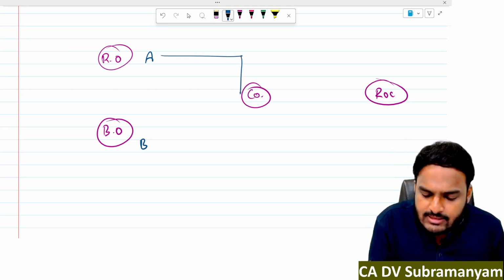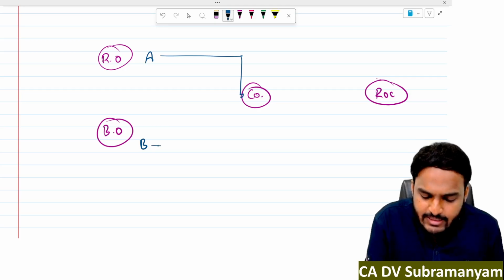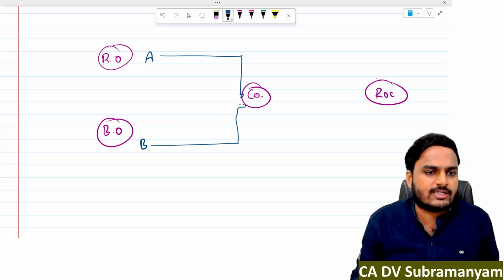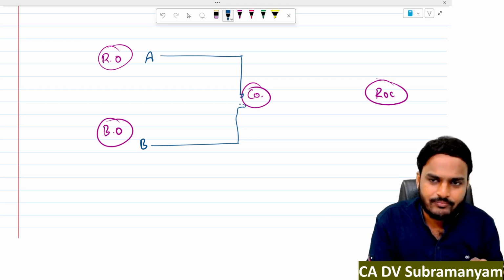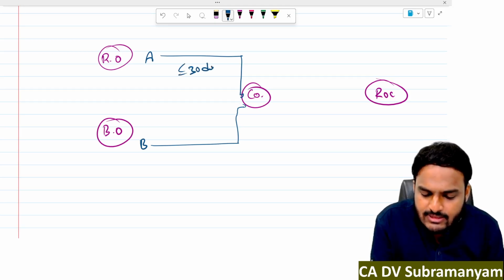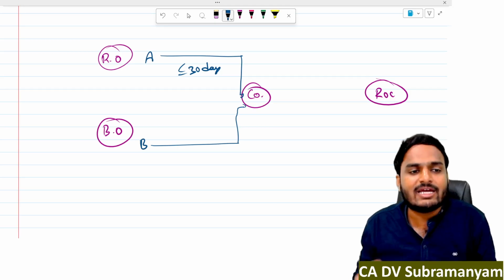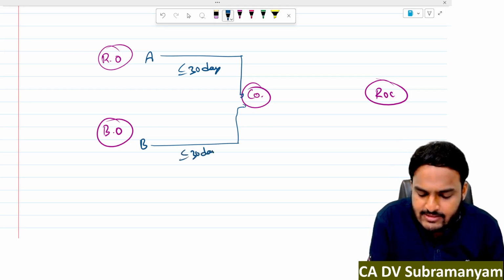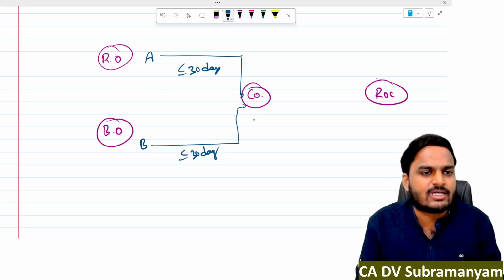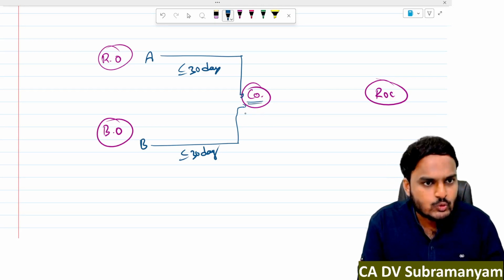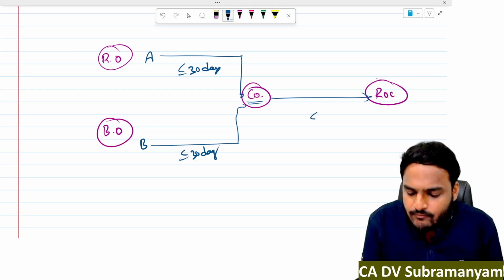Now, from A's point of view, when the shares got registered in his name, from that date onwards, within 30 days, and from B's point of view, when he got beneficial interest without legal interest, from that date onwards, within 30 days, each has to intimate the company, has to file a declaration with the company. Now the company, after receiving these 2 declarations, has to file a declaration with the ROC within 30 days.